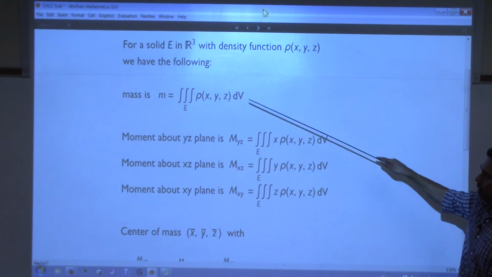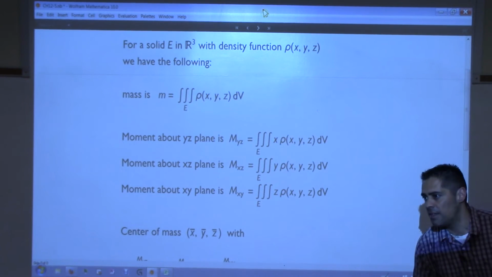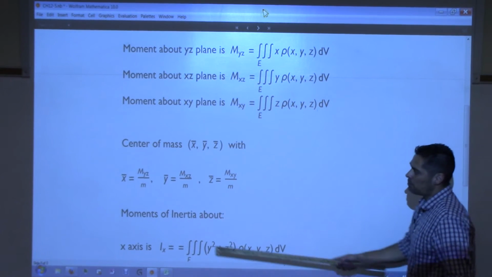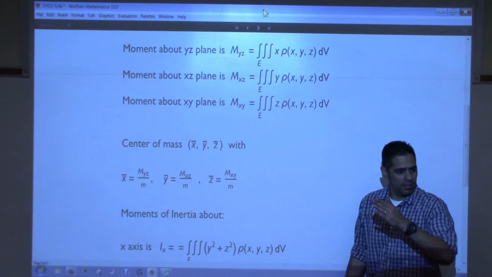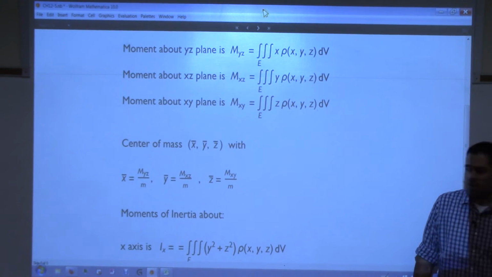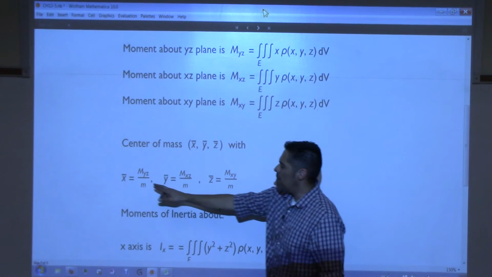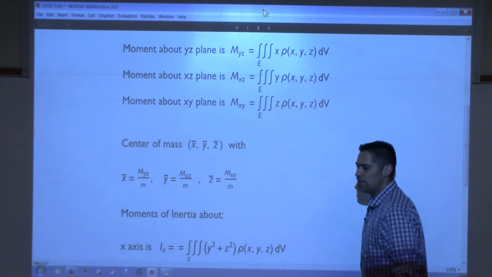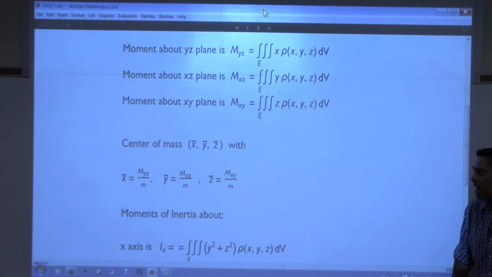Once you compute all of these, then you can find the center of mass. The center of mass is an ordered triple. It's your x, y, and z coordinates. The x coordinate is your moment about the yz plane over the mass. The y coordinate is the moment about the xz plane over the mass. The z-coordinate is the moment about the xy plane over the mass. So there's a lot of integration that has to take place for you to find it, right? But it can be done.